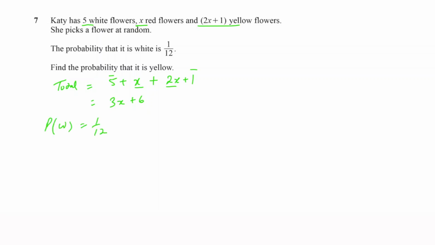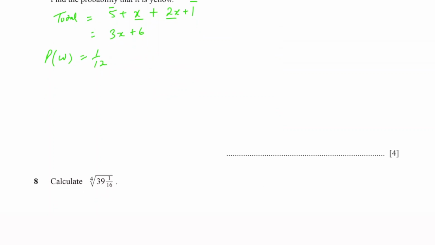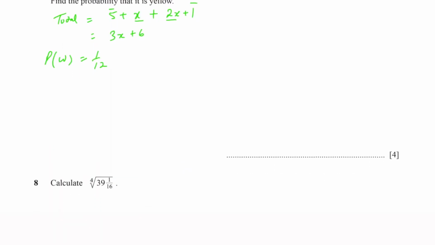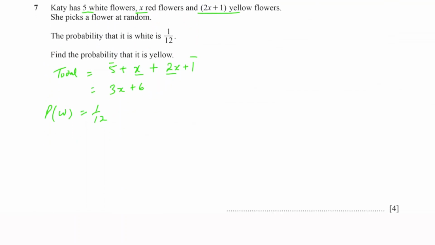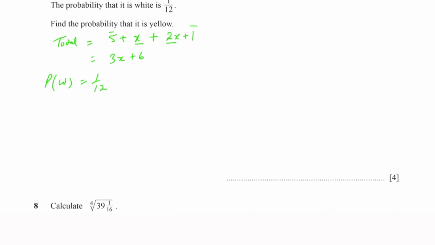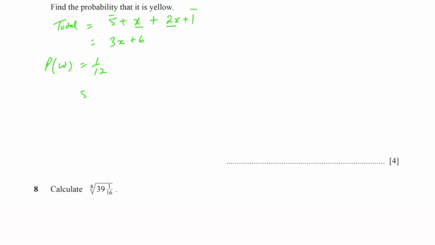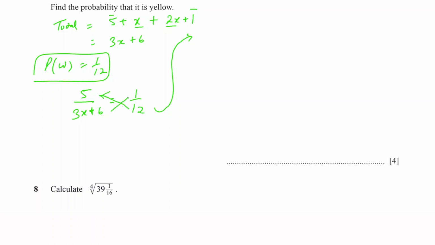And we know that probability of white flower is 1 by 12. And we can represent the probability as number of white flowers divided by the total number of flowers, right? So number of white flowers is 5 and the total number of flowers is 3x plus 6. So that will be equal to the probability of white flower, that is 1 by 12. So if I cross multiply and check it, I'm writing over here.